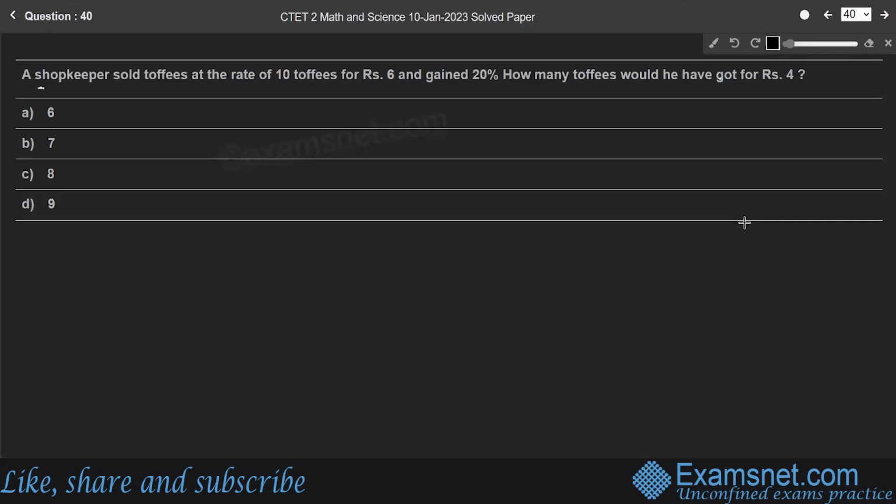Question 40. A shopkeeper sold toffees at the rate of 10 toffees for 6 rupees and gained 20% profit. And how many toffees would he have got for 4 rupees? So students, he sold 10 toffees for 6 rupees. So let us find selling price of 1 toffee, right? So based on that, we have to find cost price of 1 toffee. Right? So for 1 toffee, the cost price is so and so rupees, right? Therefore, in 4 rupees, how many toffees he will get, right? So that we need to find. So first, we have to find the cost price of each toffee.